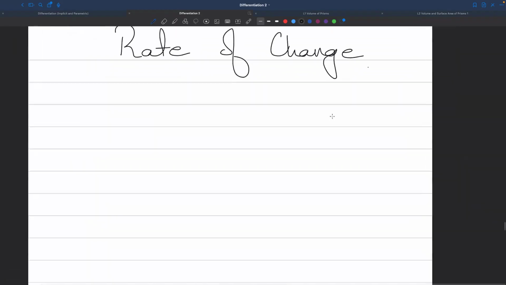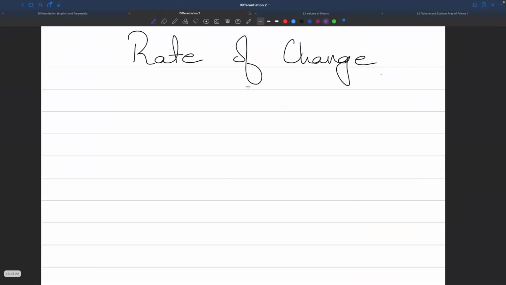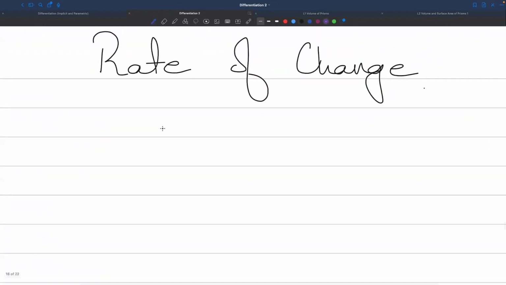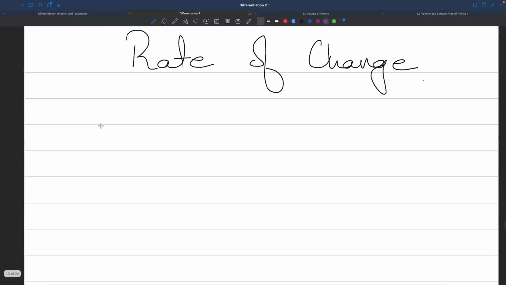I'll quickly give you one example, and then that will be it. You'll be doing these questions in the next class. Look, when I talk about rate, I'll just give you a simple example.